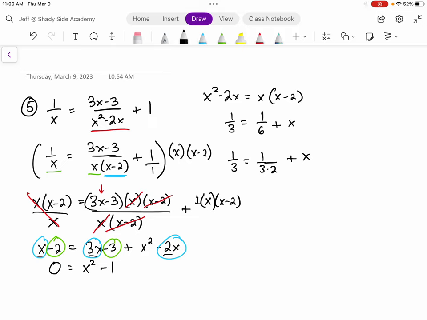Now this thing factors. This is a difference of squares, right? So it's going to factor into x plus 1 and x minus 1, because they're going to eliminate that middle x term.